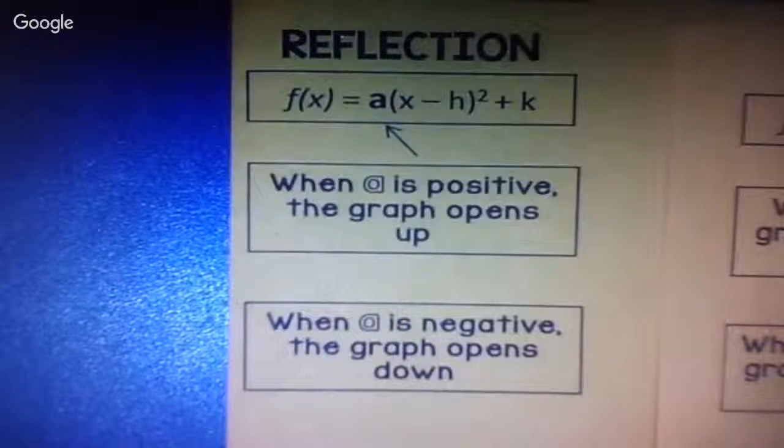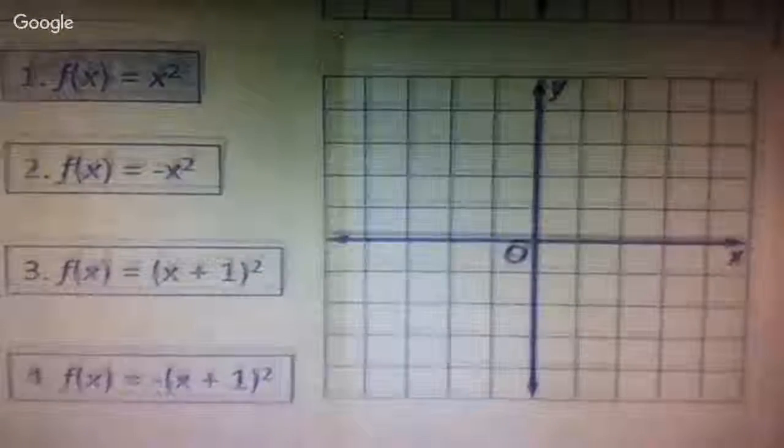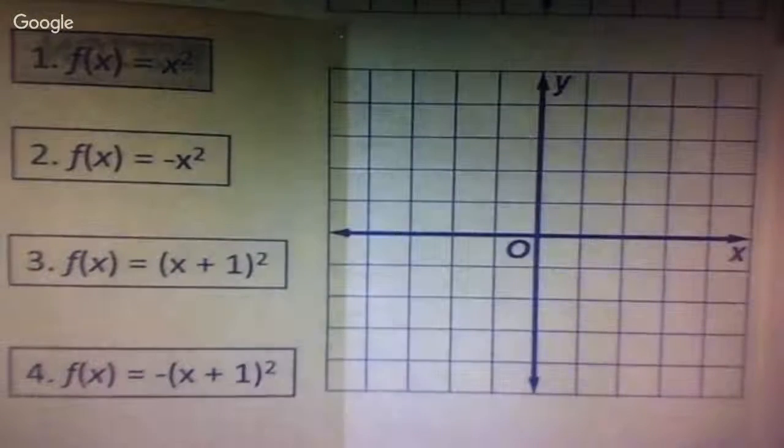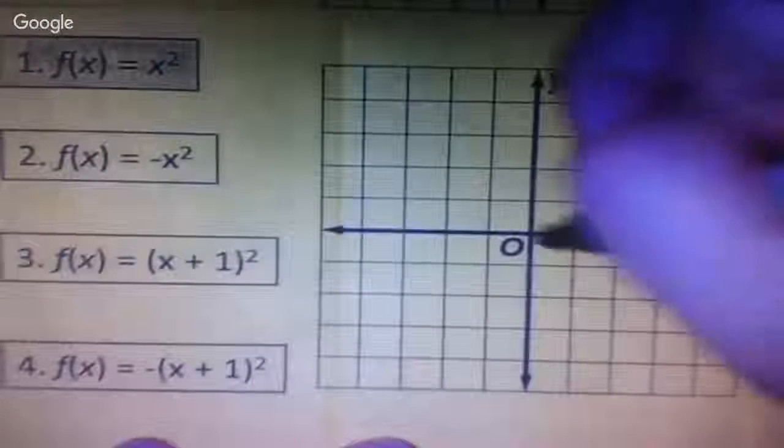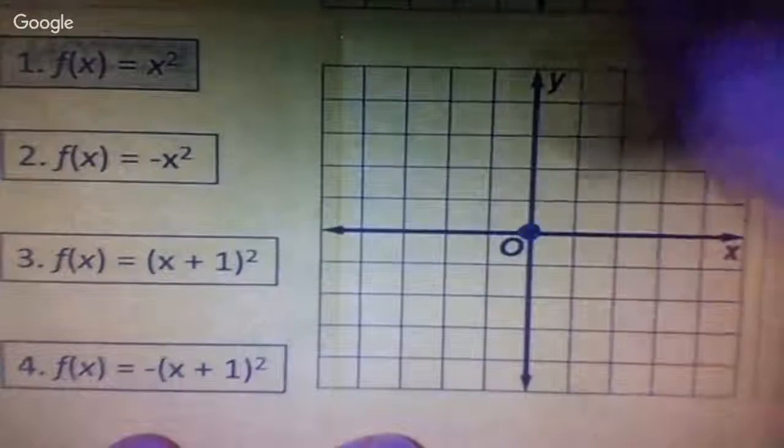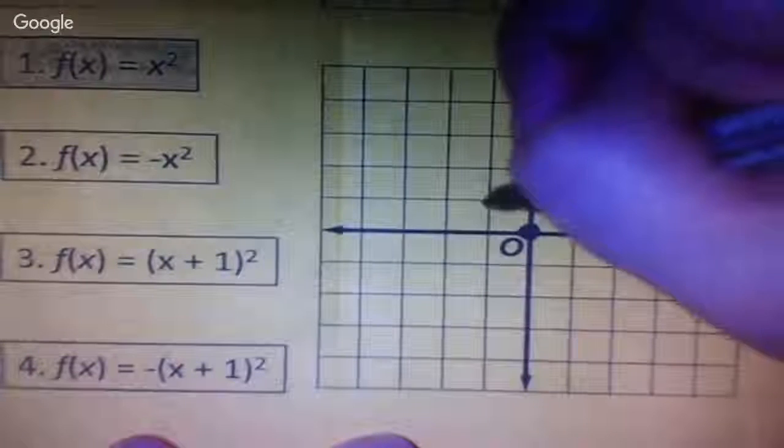Okay, so if my A value, my x squared value, is positive, it stays a happy quadratic. If we make it negative, it becomes a frowny quadratic. Okay, so here we go. Original graph again. 0, 0, 1, 1, and negative 1, 1.